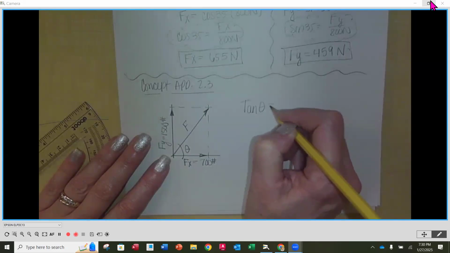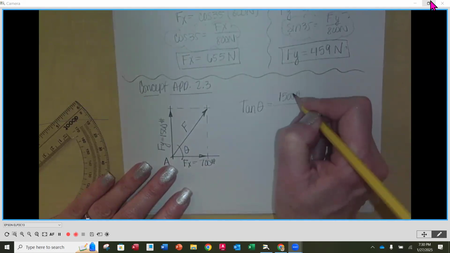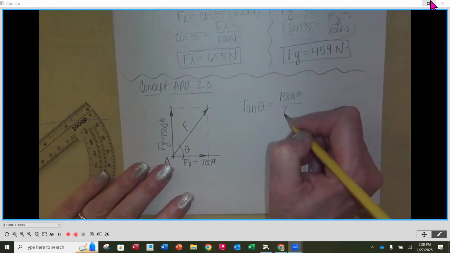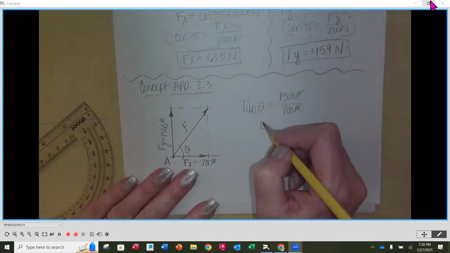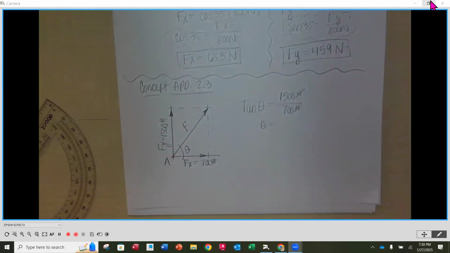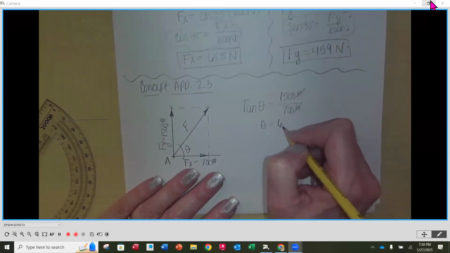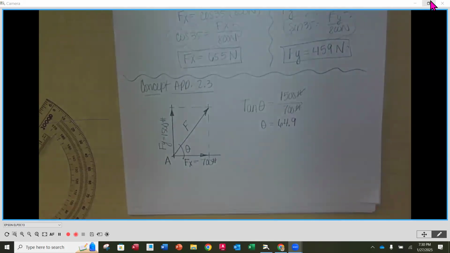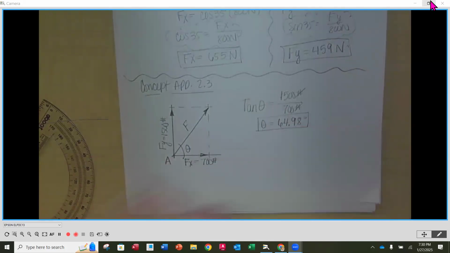So tan theta is going to be the side opposite, which is our 1,500 pounds. Make sure you put your units in there. Divided by 700 pounds. Pounds cancel, because we're going to end up with a decimal. Then you're going to take the inverse tan of that decimal. 1,500 divided by 700. I'm ending up with 64.98, so 65 degrees, really. Yeah, we're going to be real precise. Okay, so we've got our angle.